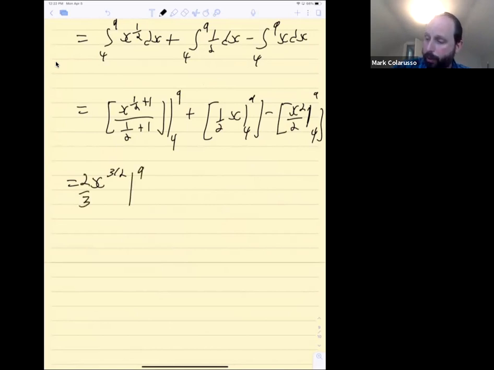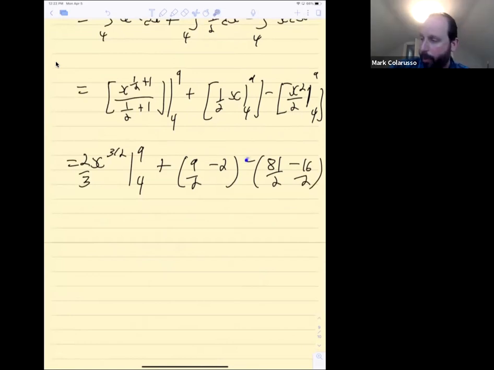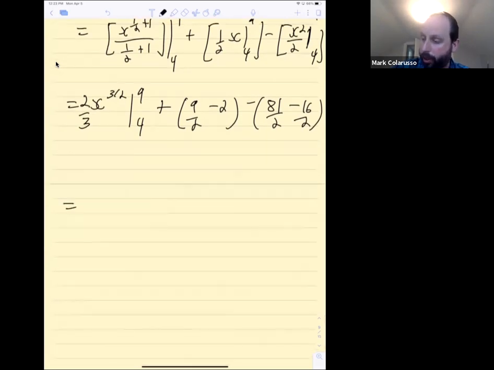So between 9 and 4, plus 9 over 2 minus 2 minus 81 over 2 minus 4 squared is 16 over 2. Now that negative, like I said, has got to multiply everything, so keep these parentheses intact. And this you can evaluate. So this is 2/3 times 9 to the 3 halves minus 2/3 times 4 to the 3 halves.